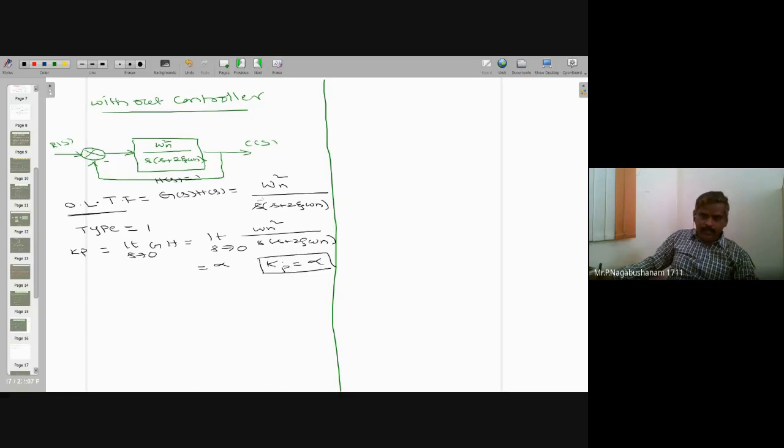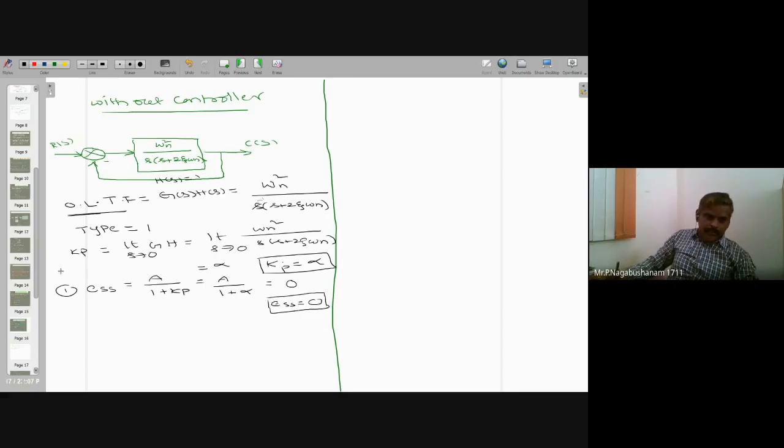If Kp is infinity, what about ESS? Steady state error for step input I'm talking about: A by 1 plus Kp. Now A is the step input magnitude, 1 plus infinity. Something divided by infinity means 0. Yes, I got the steady state error without controller, for step input, steady state error 0.